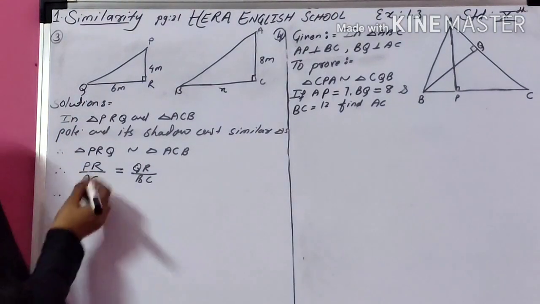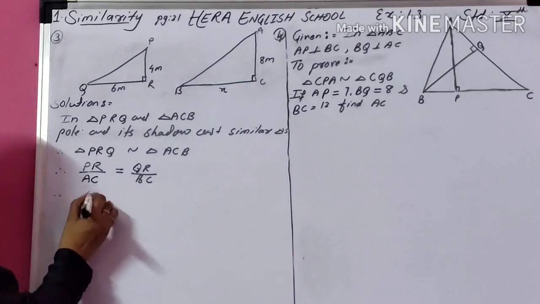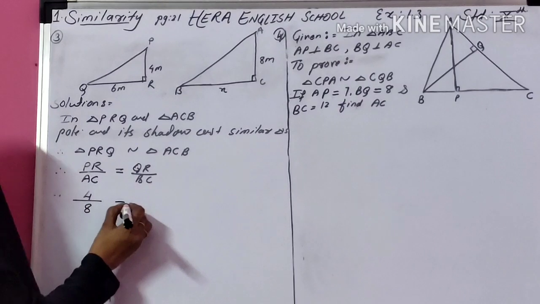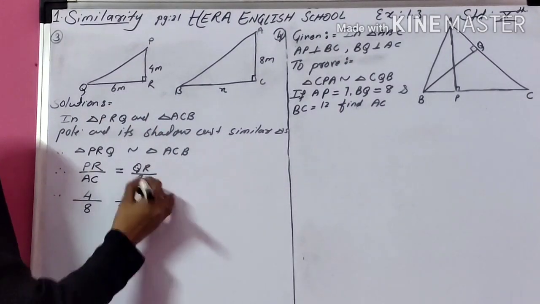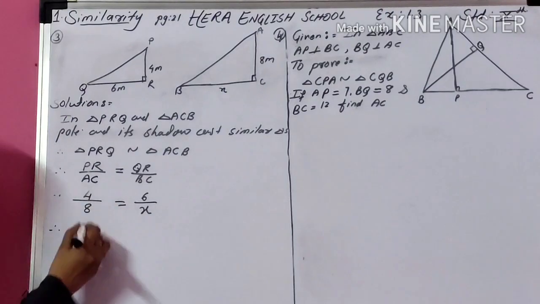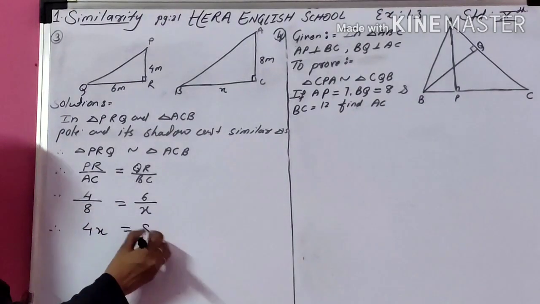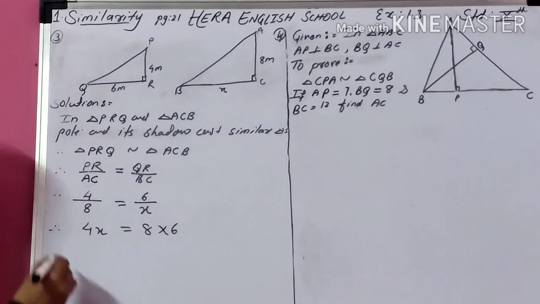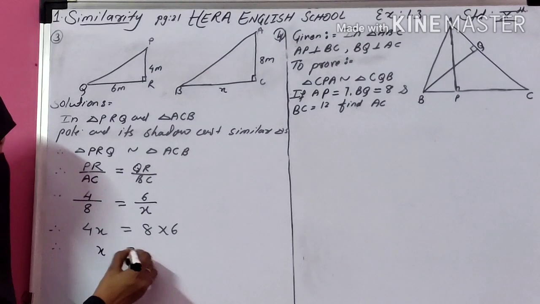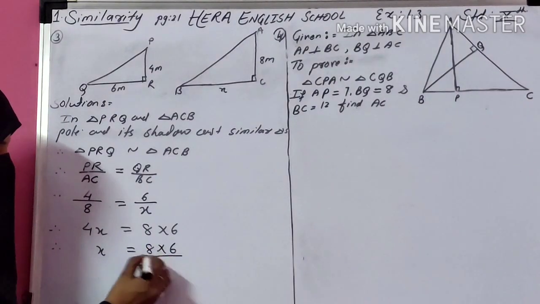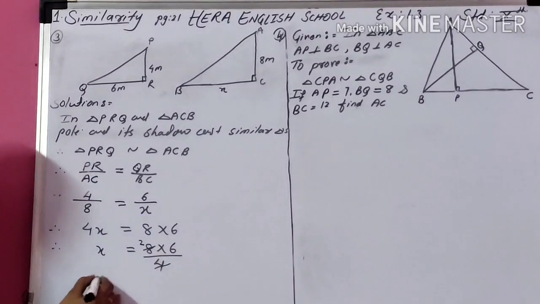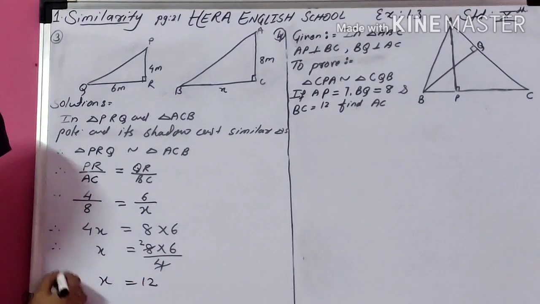Now substitute the value. PR value I am having 4, AC is 8. So 4 upon 8, QR is 6. I have to find the value of BC, that means x. Okay. Now cross multiply, so it becomes 4x is equal to 8 multiplied by 6. Now the next step, 4 here in multiply, that side goes in divide. So x is equal to 8 multiplied by 6 divided by 4. 4 ones are 4, 6 2s are 12. So x is equal to 12.